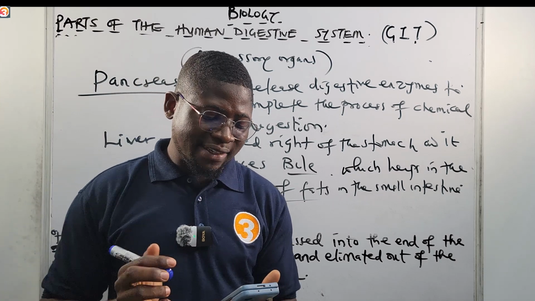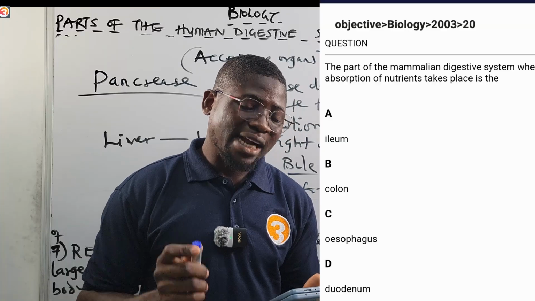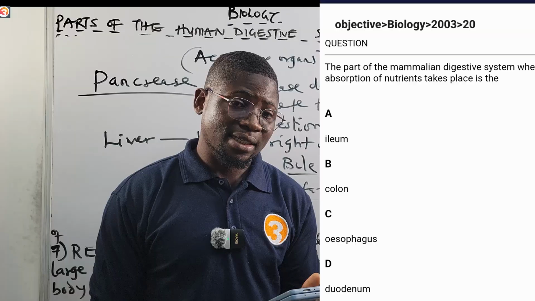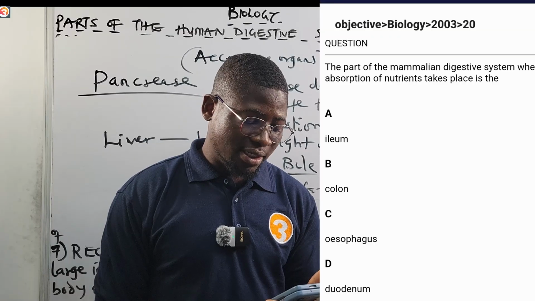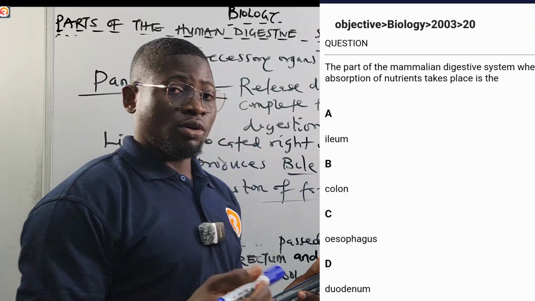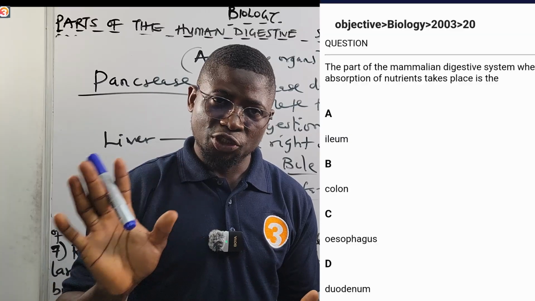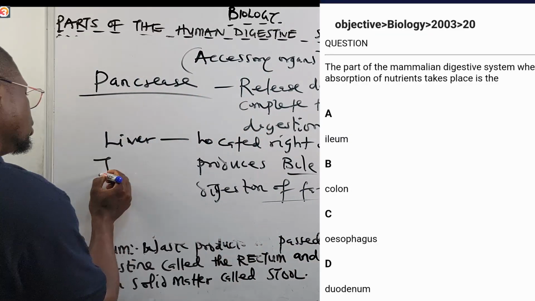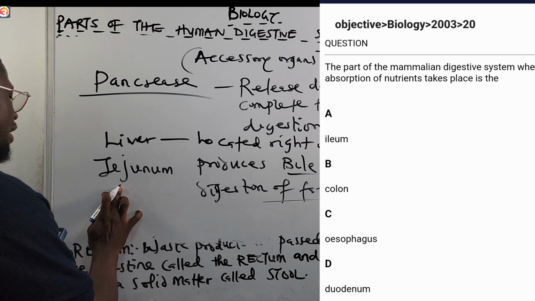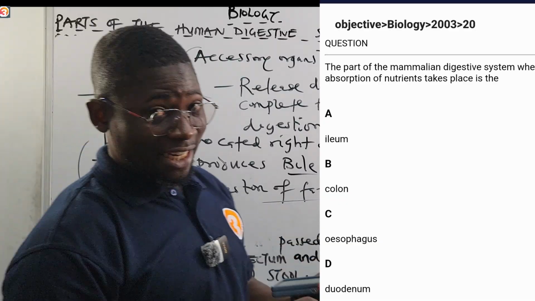2003 number 20. The part of the mammalian digestive system where absorption of nutrients takes place is: A says ileum, B says colon, C says esophagus, D says duodenum. The correct answer there is ileum. That is the lower part of the small intestine, where absorption mostly takes place. The middle part is the jejunum, and the lower part is the ileum.